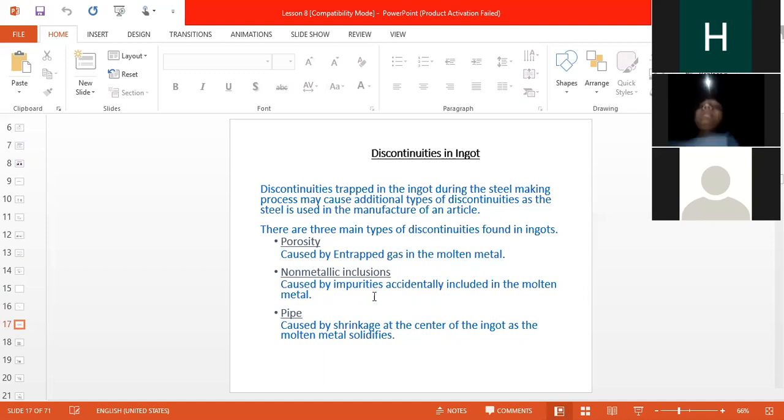Non-metallic inclusion is caused by impurities accidentally included in the molten metal. Pipe means shrinkage cavity, caused by shrinkage at the center of the ingot as the molten metal solidifies. Because we know the metal will occupy more space in liquid state, and after solidification, it will occupy less space because of shrinkage. That's why we are getting a cavity at the center.